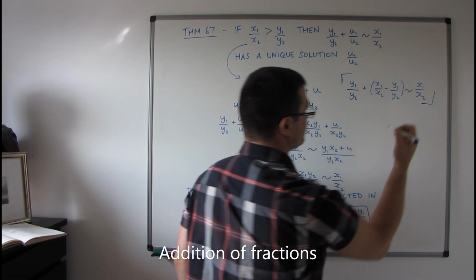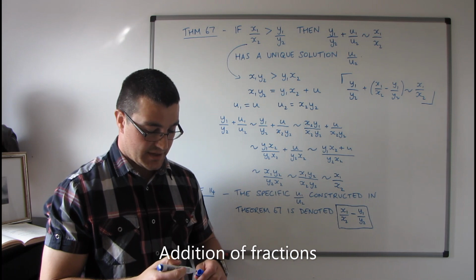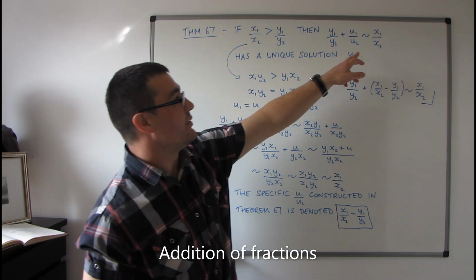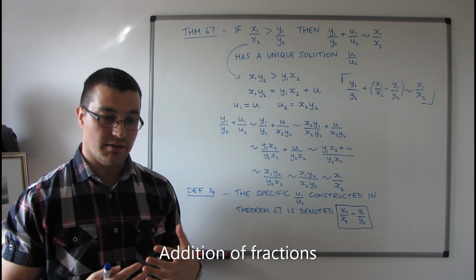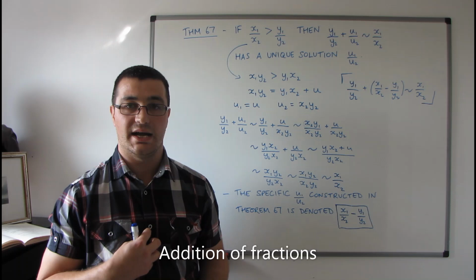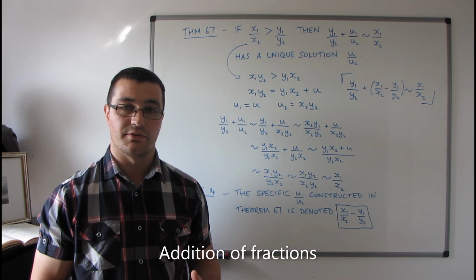So you've got to be very careful how potentially you think about this. It might be legitimate in a way to think about rearranging this, I'm going to call it an equation, by subtracting y1 over y2 from both sides. But again, I personally don't think about it in that way. I'm not saying that it's wrong necessarily. I just personally don't think about it in that way, because subtraction is not a defined operation as far as we're concerned at this stage.